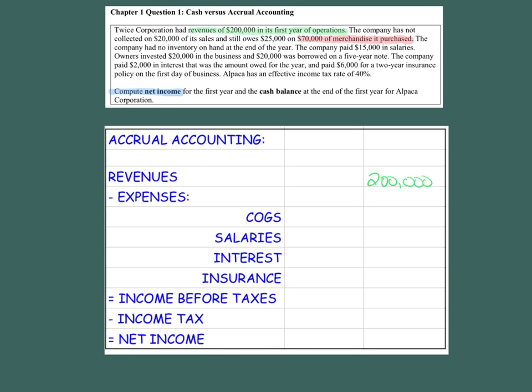That's inventory it purchased. And in the next sentence, we see the company had no inventory on hand at the end of the year, which tells us of that $70,000 of inventory it purchased, it then sold all of it as well. So that would have been a debit to cost of goods sold, which is an expense. So we're going to record $70,000 for cost of goods sold on our income statement.